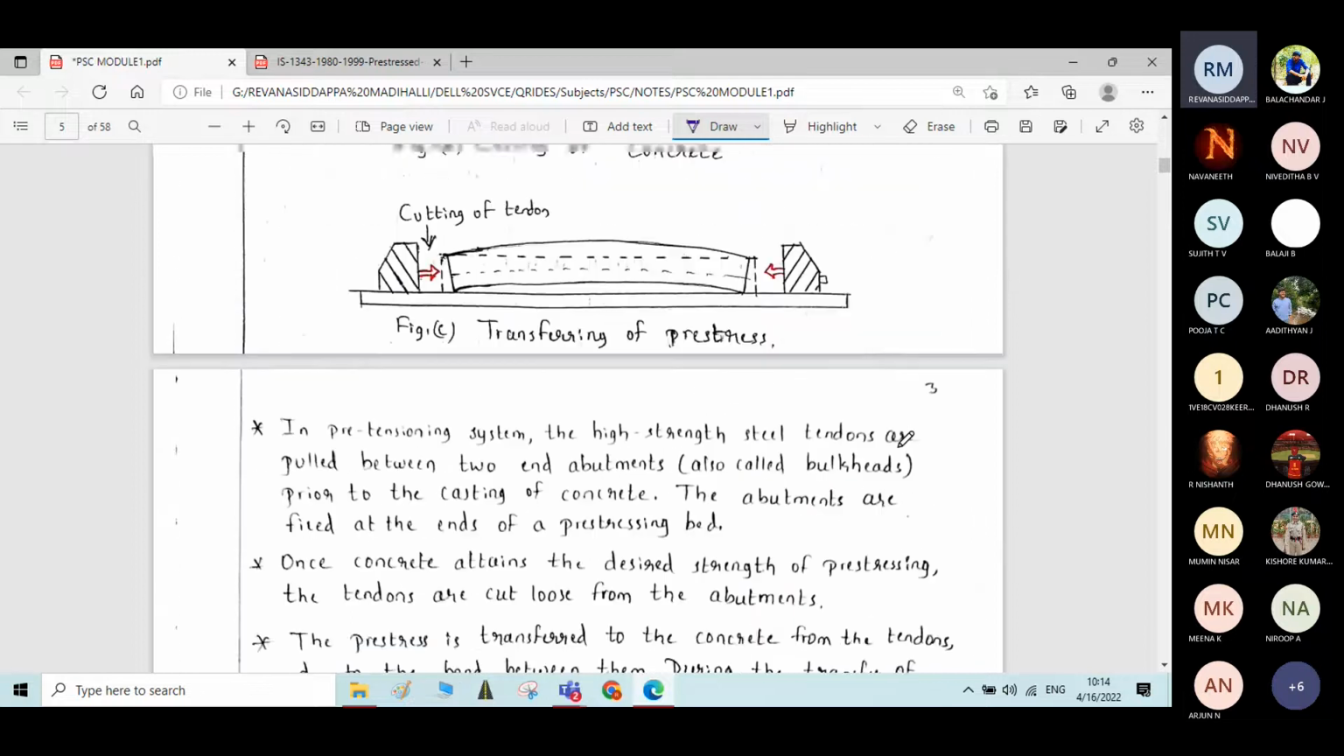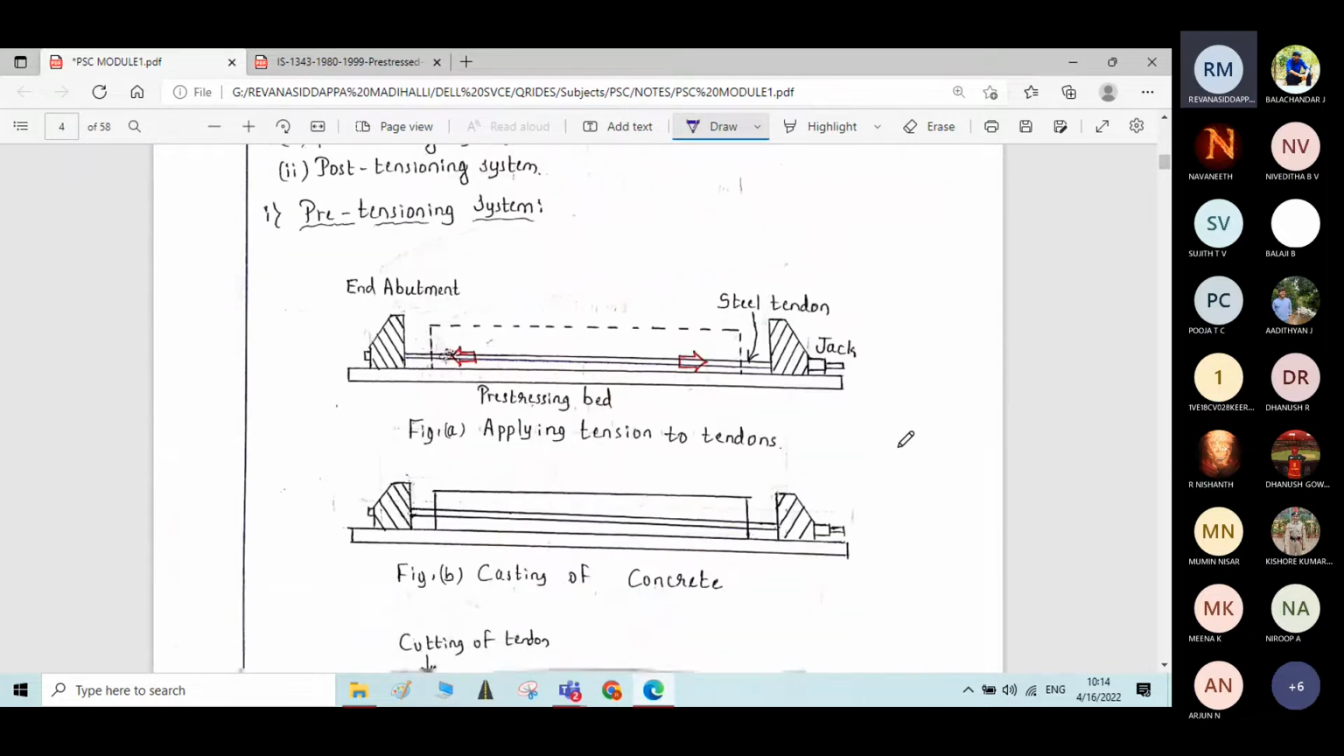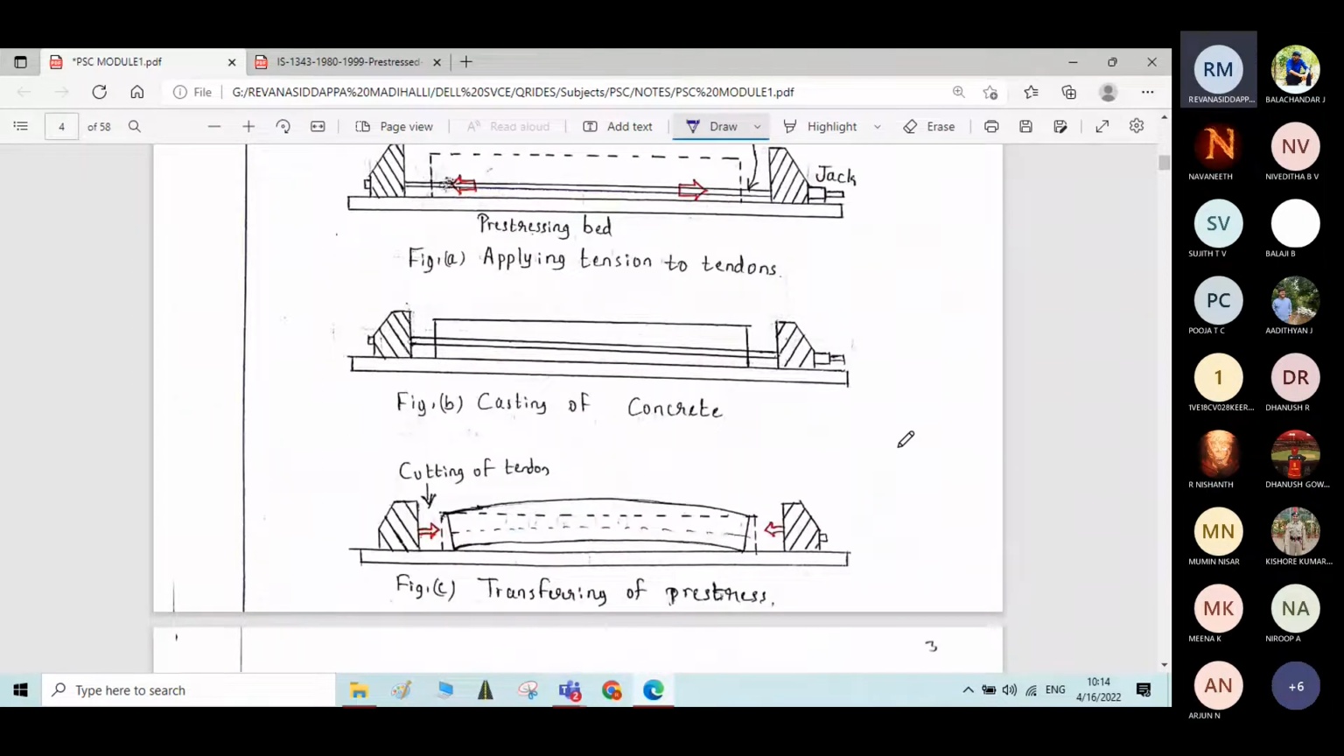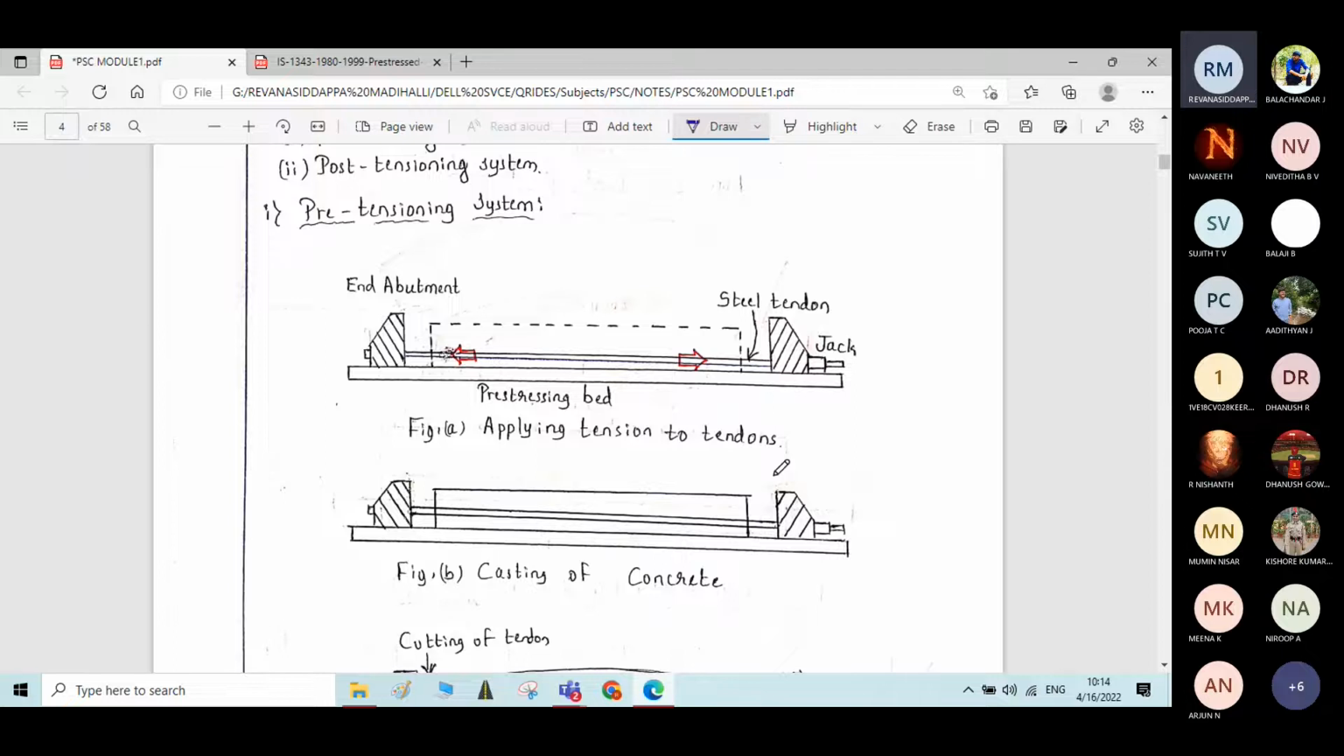Okay, I hope this pre-tensioning is clear for everyone. Is there any doubt in this topic? Pre-tensioning system. Is there any doubt, students? Please reply, anyone.